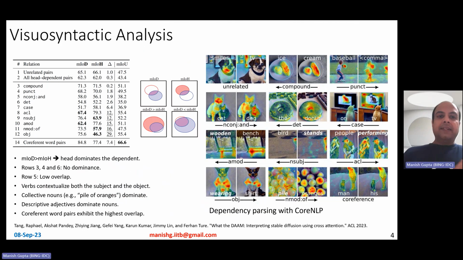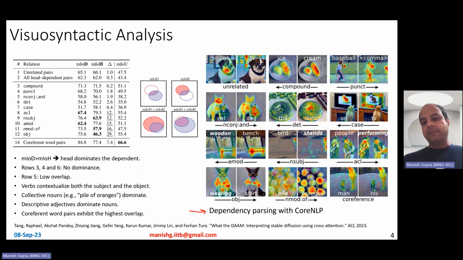Okay. Now a more interesting analysis: how can you represent pairwise dependencies across words and text in terms of dependence, in terms of what you see in the images? Okay, so that's the interesting experiment. What they did was dependency parsing using CoreNLP. They took some captions, did dependency parsing on CoreNLP, generated images around them, and then did some further analysis. Okay, so what was the analysis?